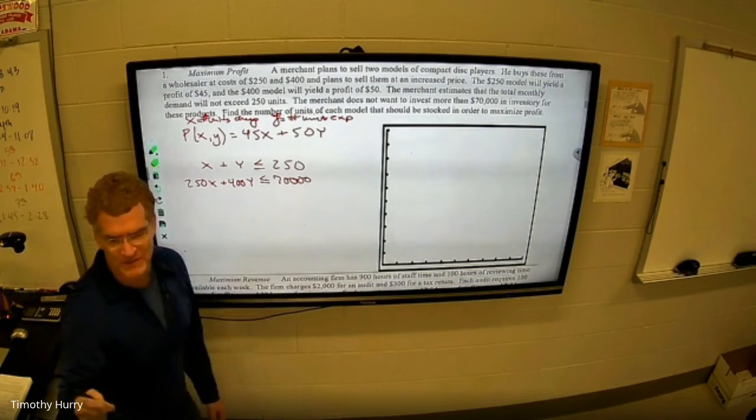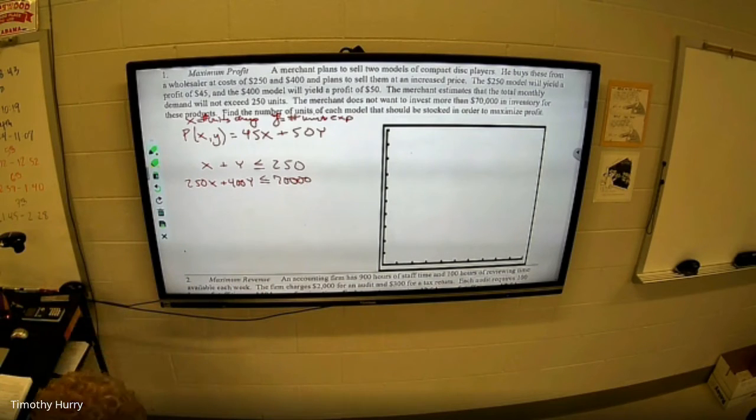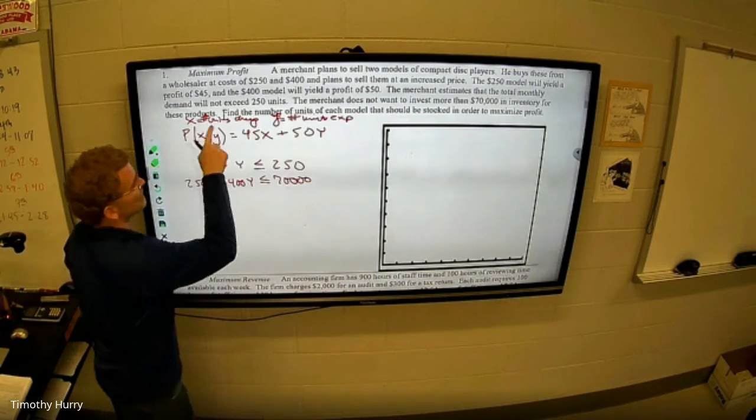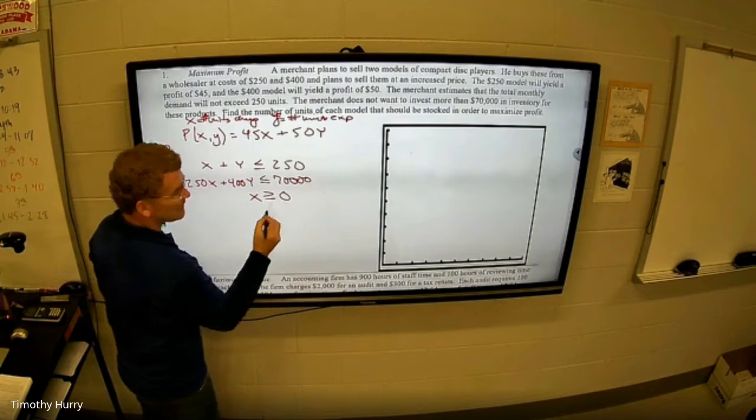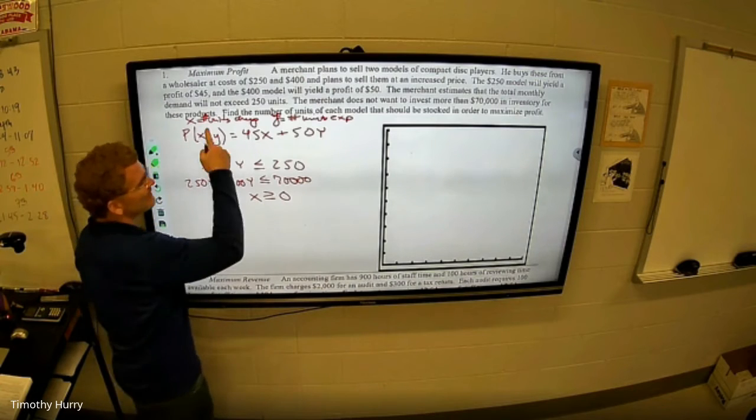Now, is there anything else I'm forgetting? Because sometimes inequalities are hidden. You can't sell zero. Well, I technically could sell zero, but I can't go negative. So my number of models, my number of units, I can't have a negative number of those. X is greater than or equal to 0, and I can't have a negative number of Y's.